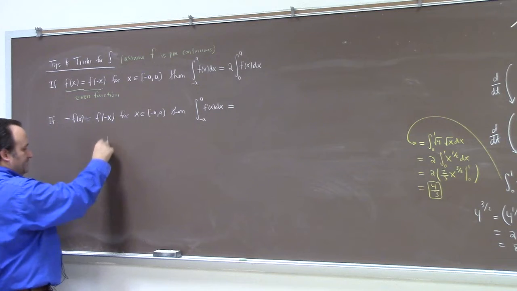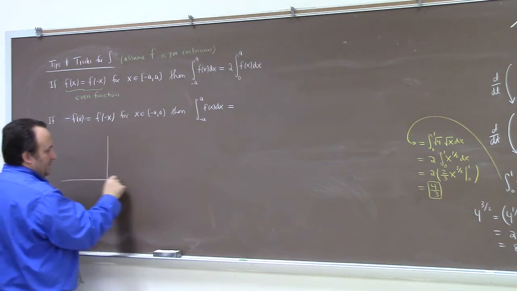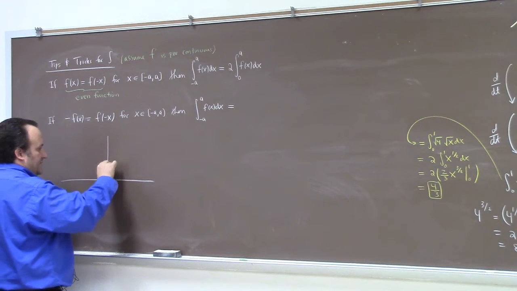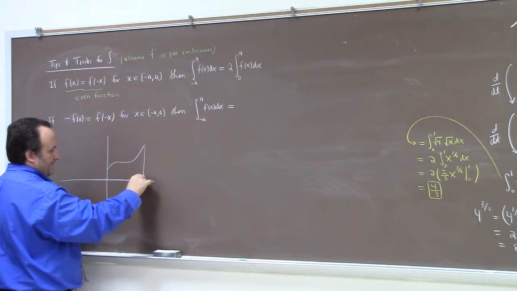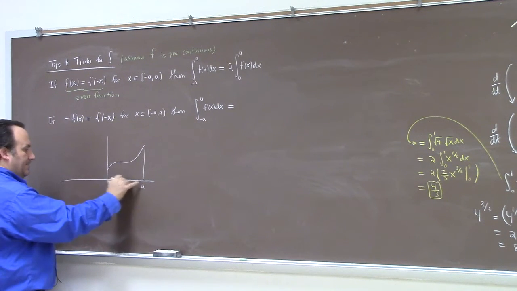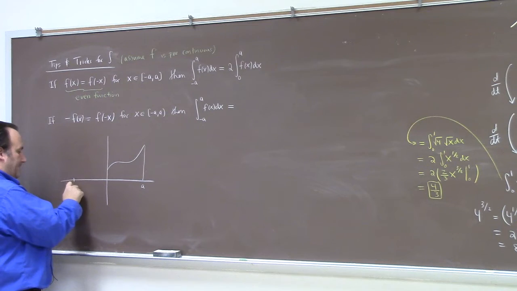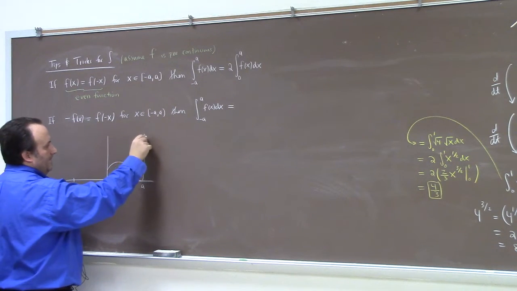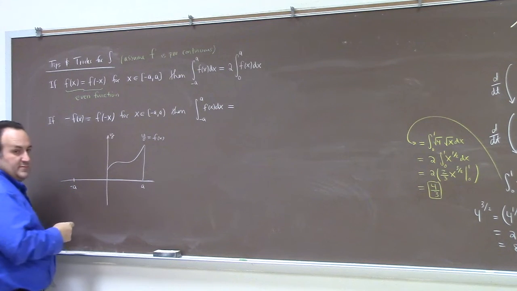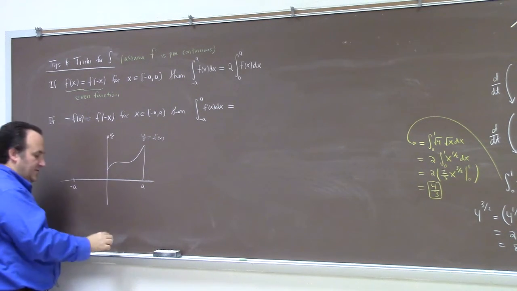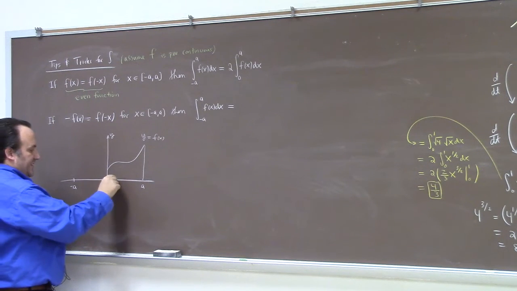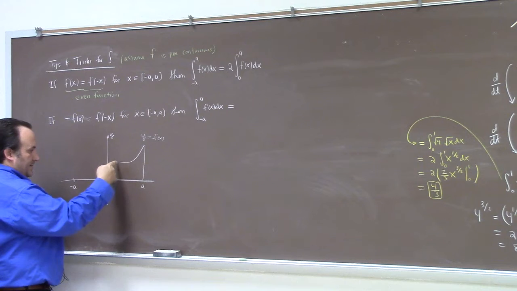So let me draw a picture. If it's even, right, if this is the graph of the function at a, what does the graph to minus a look like? If it's even, it's a mere reflection across the y-axis, right? f of x is equal to f of minus x. So whatever happens here, the same happens there.